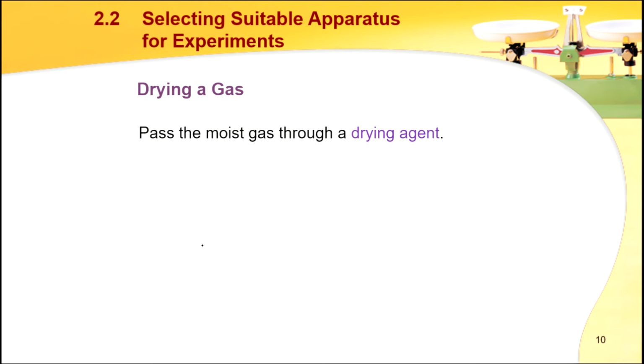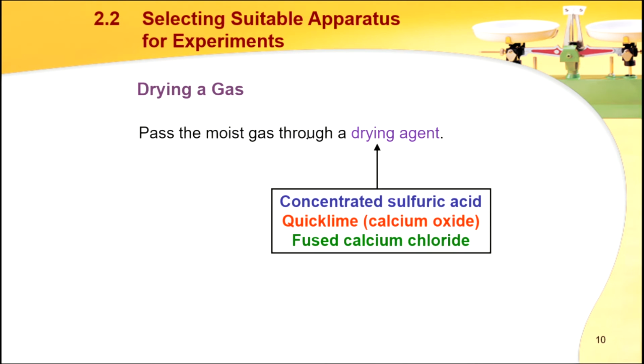And then drying gas: pass the moist gas through a drying agent. What are the drying agents? The drying agents are such as concentrated sulfuric acid, H2SO4, quicklime, calcium oxide, CaO, or fused calcium chloride, CaCl2.